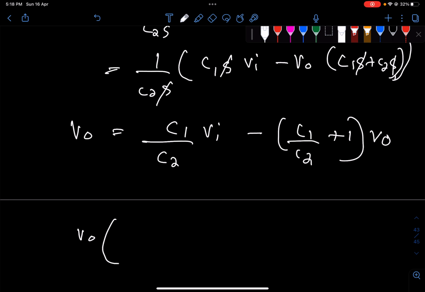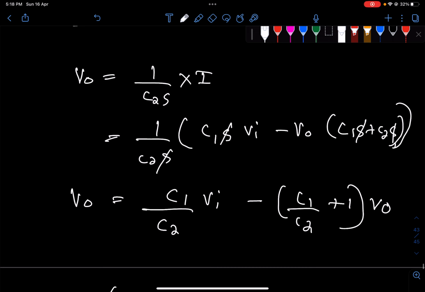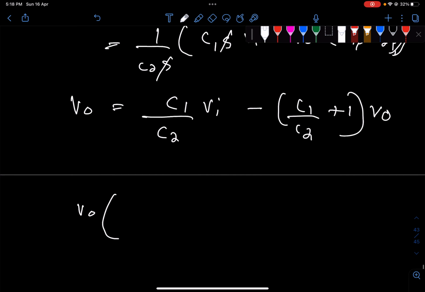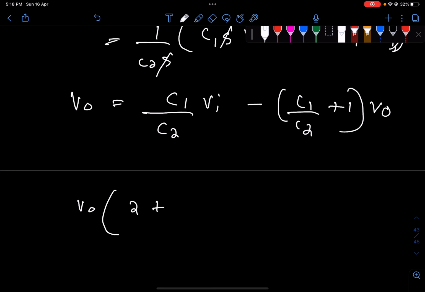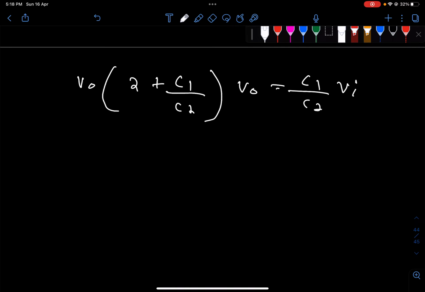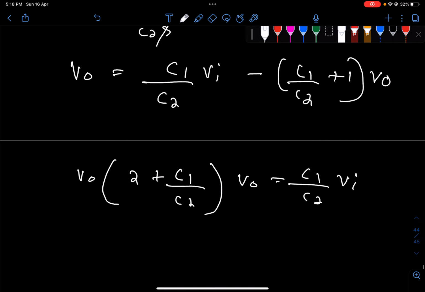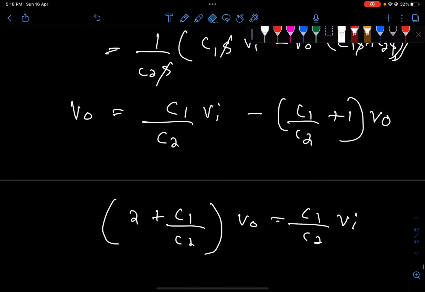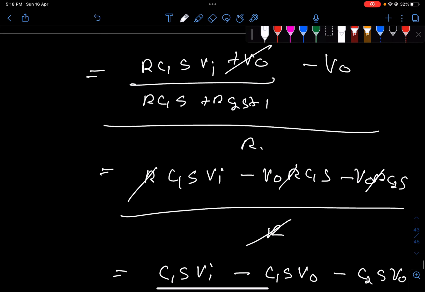Is there any issue? C1 by C2 VI minus V0. First term is C1 by C2, C1 by C2 plus 1, so 1 plus C1 by C2 V0 equal to C1 by C2 VI. Is it okay? Is there any issue? I think something happened in between.